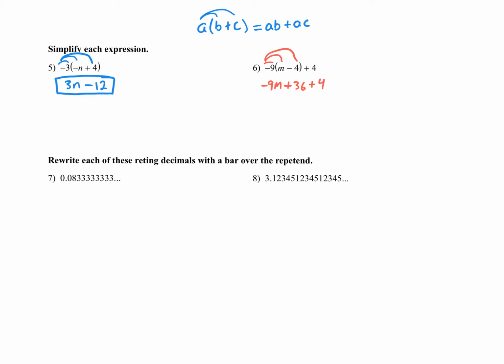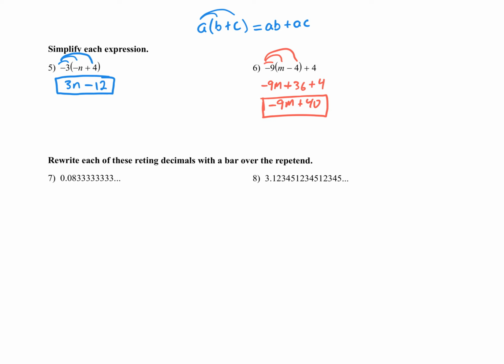Plus 4. So I cannot add this one and this one because this has an m in it and this one does not. However, I can add the 36 and the 4, because both of those are just constants. So then my answer is going to be negative 9m plus 40, because 36 plus 4 is 40. So that's going to be my answer.